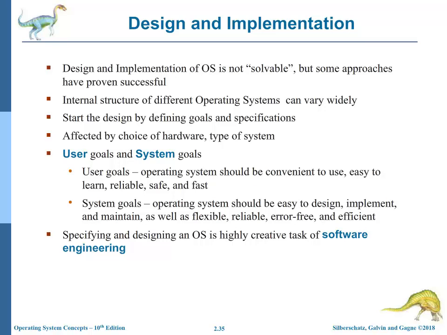For the user goals, the operating system should be convenient to use, easy to learn, reliable, safe, and fast. For the system goals, the operating system should be easy to design, implement, and maintain, as well as flexible, reliable, error-free, and efficient. Specifying and designing an operating system is a highly creative task in software engineering.